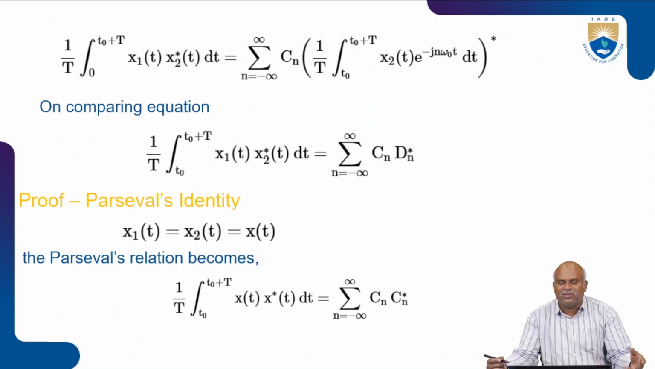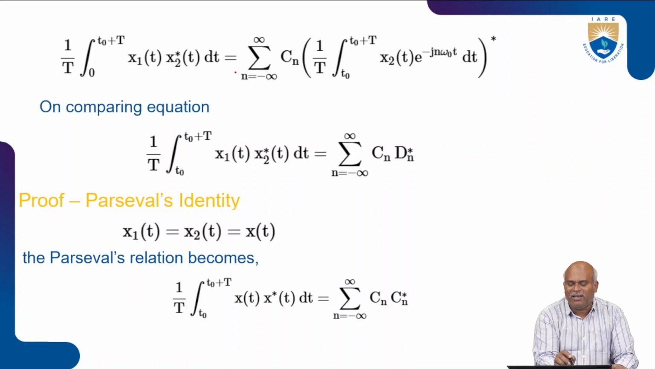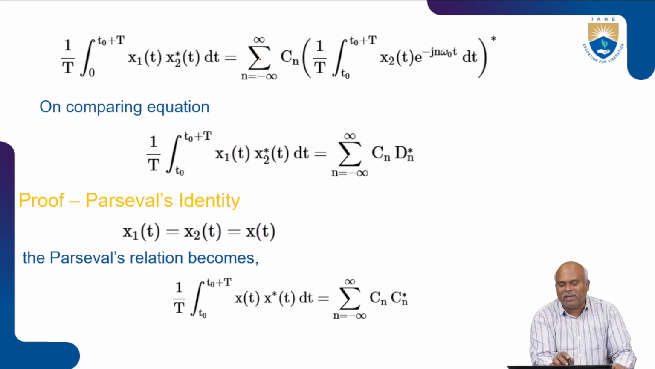Now that x2 star of t I take out, and only the right side I should explain. The summation of n equal to minus infinity to plus infinity of c of n, 1 by T integration from t0 to t0 plus T of x2 of t, here the star is there, I take it out here. That's why automatically here we get the minus value for the e power j. Okay. So now I write the summation of n equal to minus infinity to plus infinity of c of n, 1 by T integration from t0 to t0 plus T of x2 of t e power j n omega 0 t dt.